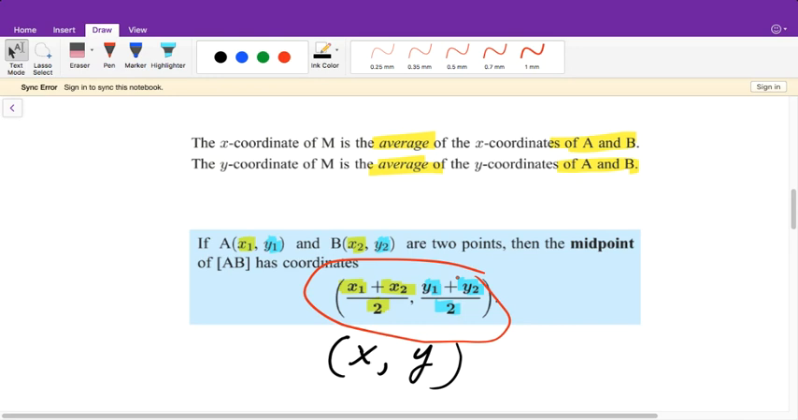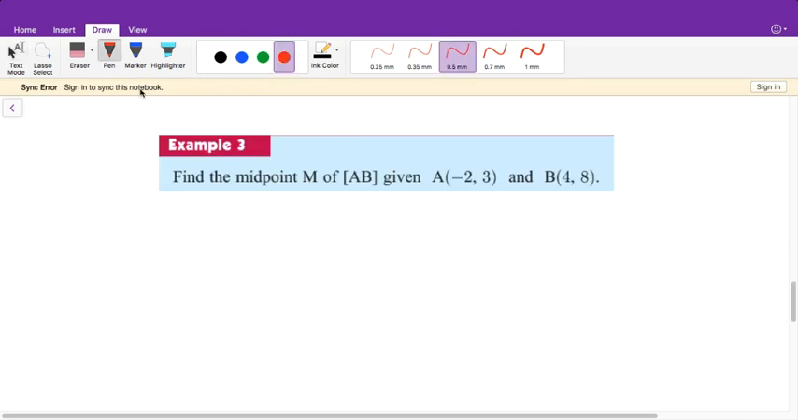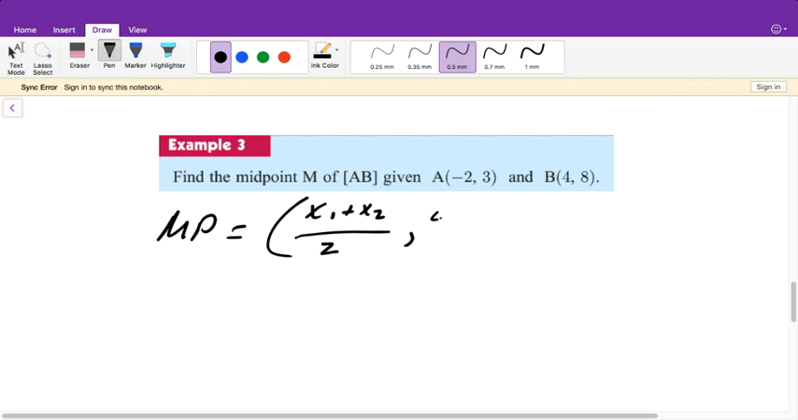All right, so let's go ahead and do this real quick. Here I give you the points A and B, where A is (-2, 3) and B is (4, 8), and I ask you to find the midpoint of them. The first thing you will do is write down your formula: the midpoint is equal to x1 plus x2 divided by 2, and y1 plus y2 divided by 2.